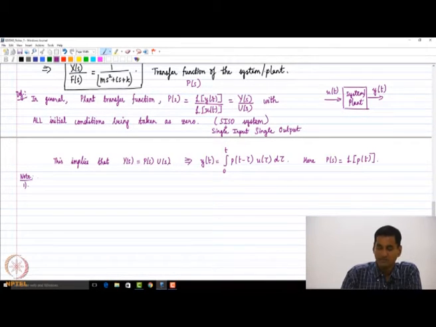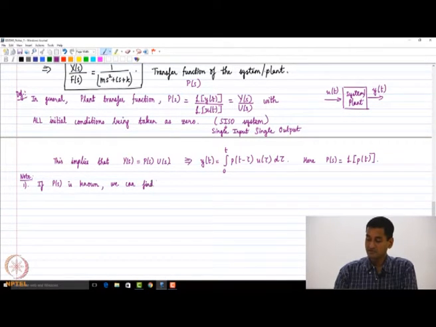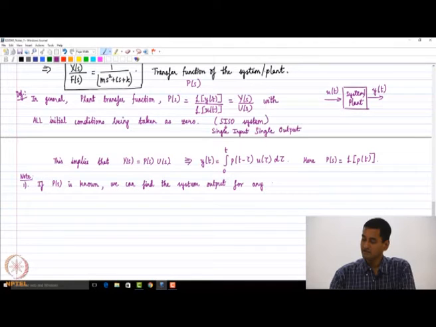What is the first point? If P of s is known, let us say we use physics to derive mathematical models and get the plant transfer function, then we can find the system output for any input. Please note that. Once I have the plant transfer function, you give me any input, I can tell you what the output is.